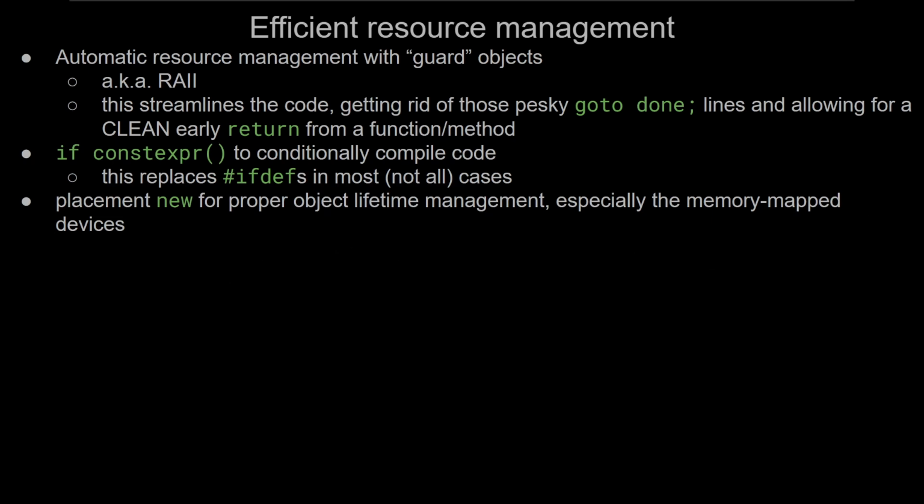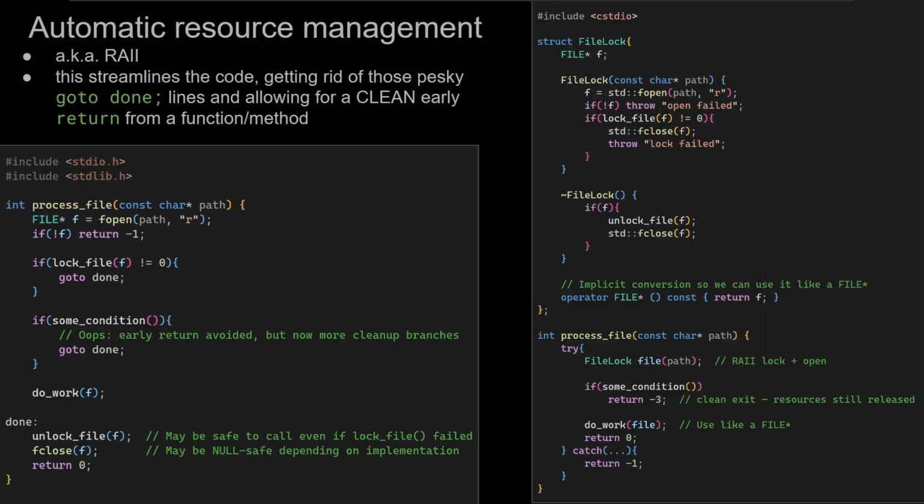RAII, resource acquisition is initialization. I believe it's a horrible acronym for a great concept, where when you instantiate an object of some resource type, you acquire that resource at the time of instantiation, and when you leave the scope of that object, the destructor takes care of properly releasing the resource. Here is an example with goto, right?